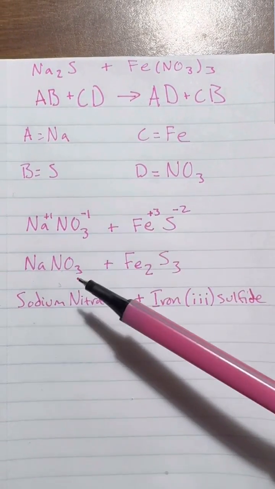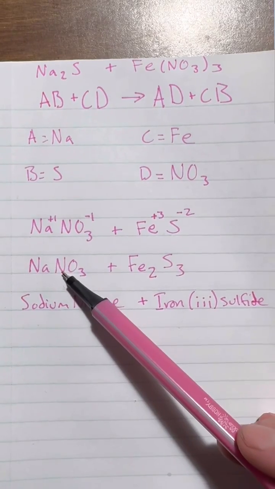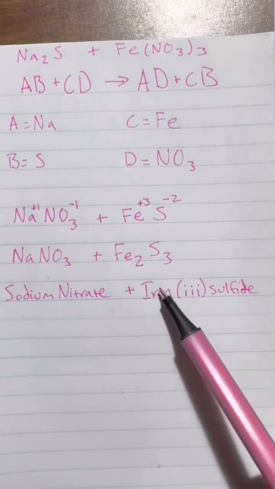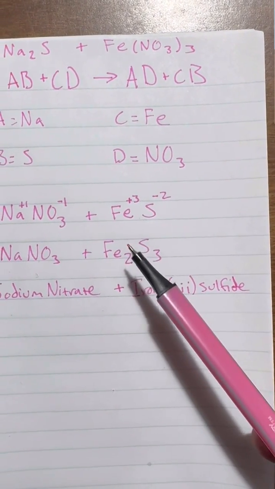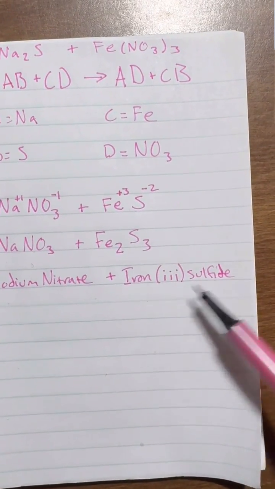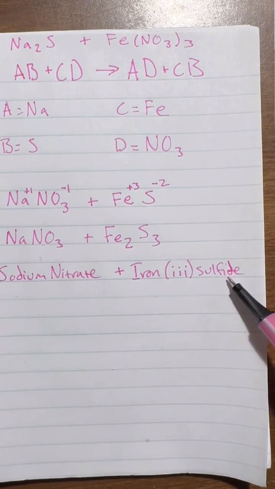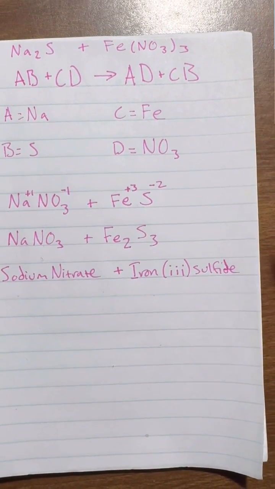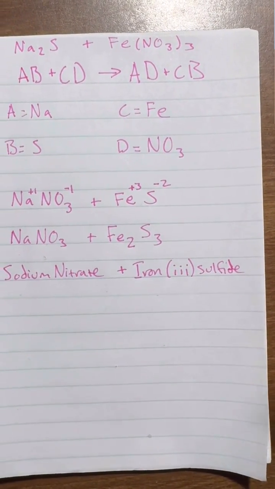Now we're going to write the product names using the chemical formulas that we have. So we have Na, which is sodium, NO3, which is the polyatomic ion nitrate, plus Fe, which is iron, and S, which is sulfur. We're going to write a sulfide. And we know in this instance the iron has a charge of 3, so it's iron 3 sulfide. This also helps clue us in, if we didn't notice in the chemical formula, that this is a metal sulfide, and that means that it's non-soluble. So this reaction is going to have a precipitate. Most metal sulfides are non-soluble. There are exceptions, but iron is not one of them.